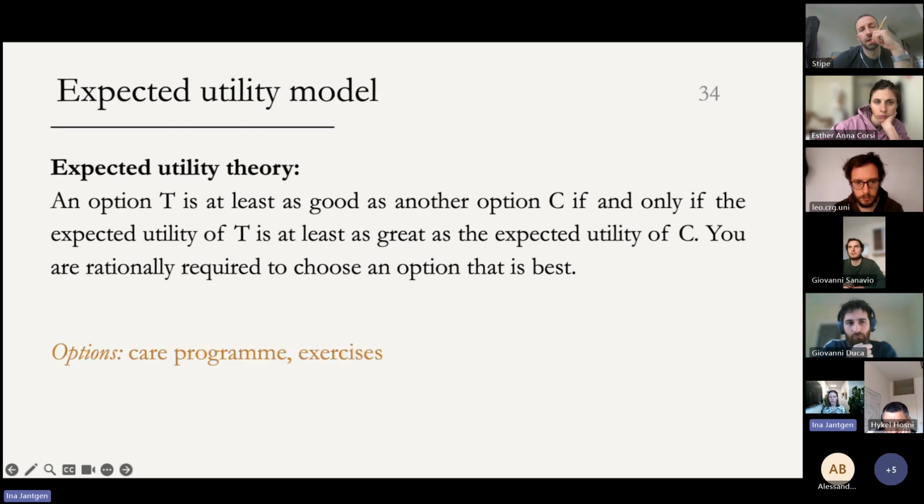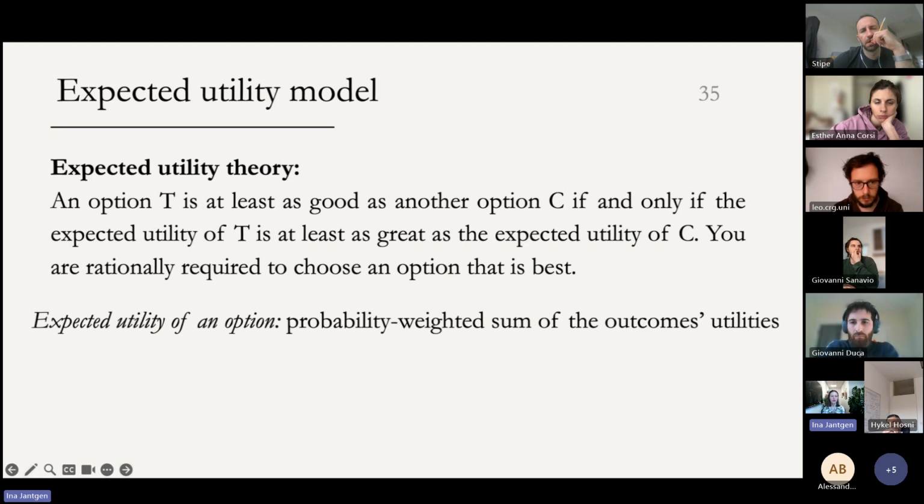There, recall you had two options, the care program and the exercise program. And then the expected utility of an option is the probability weighted sum of the outcomes' utilities, where outcomes are all the ways the world can go that matter to a decision maker. For simplicity, for today in this talk, I want to focus only on cases in which the agent just cares about the property that's measured in a trial. So for instance, you just care about depression severity. That is, we bracket, for instance, side effects of treatments, costs of treatments. That's just a simplifying assumption.